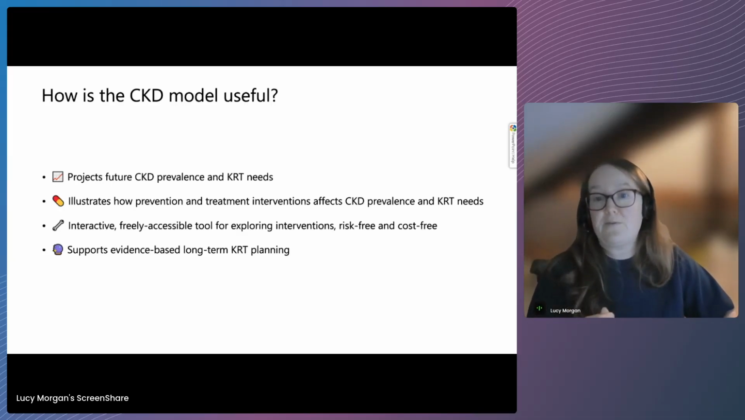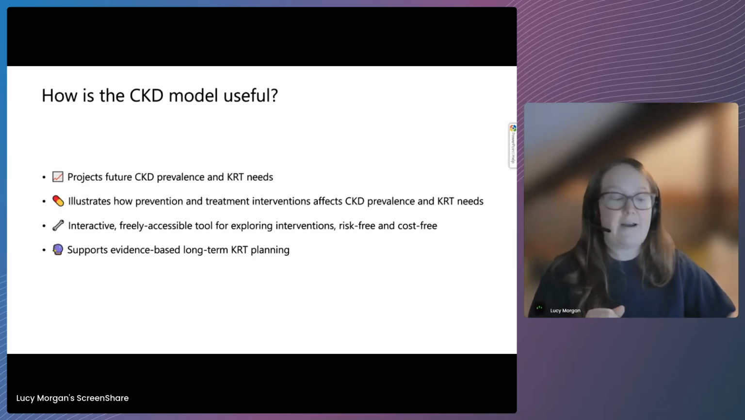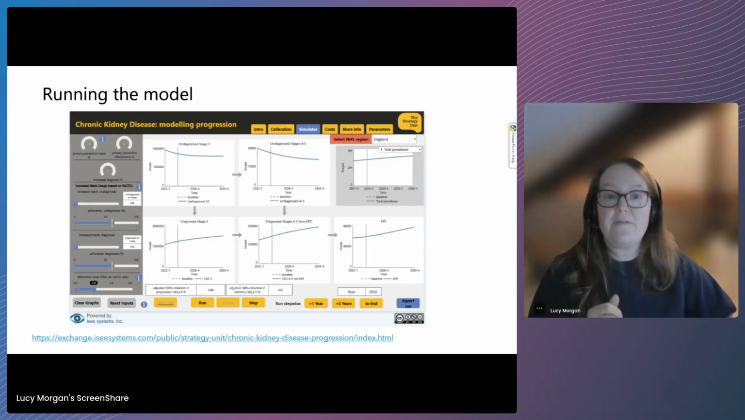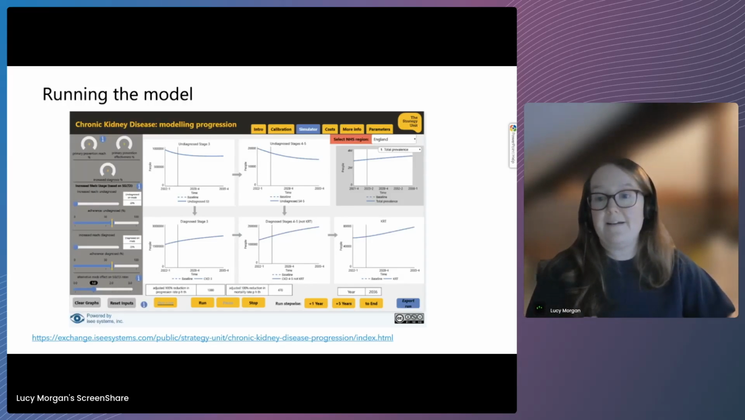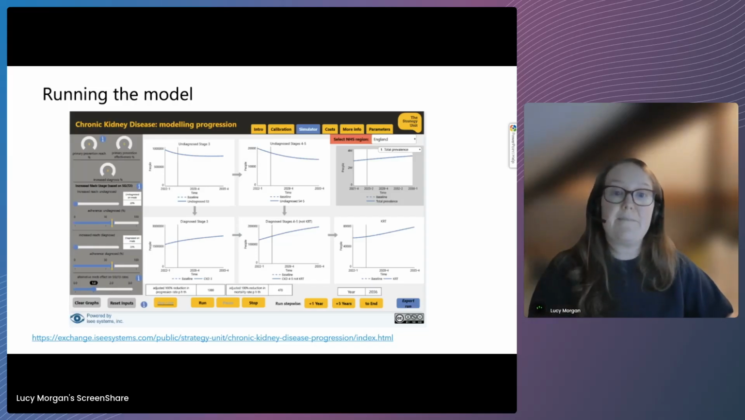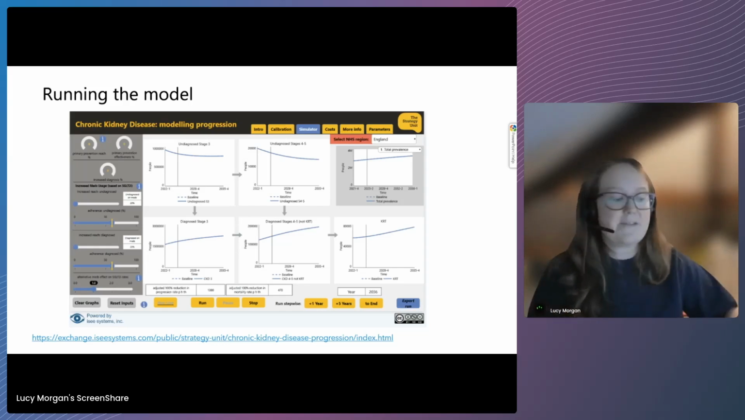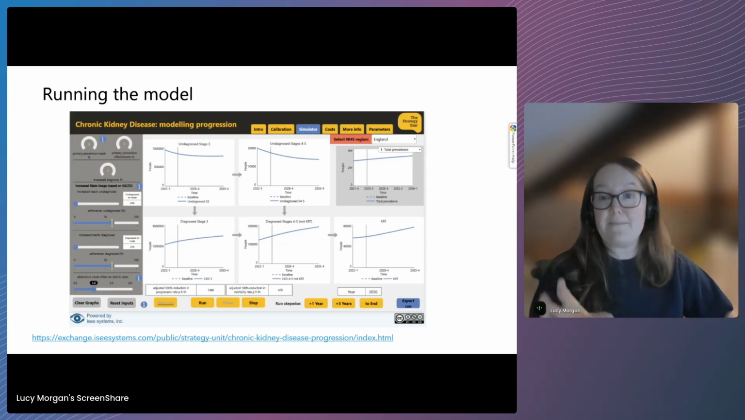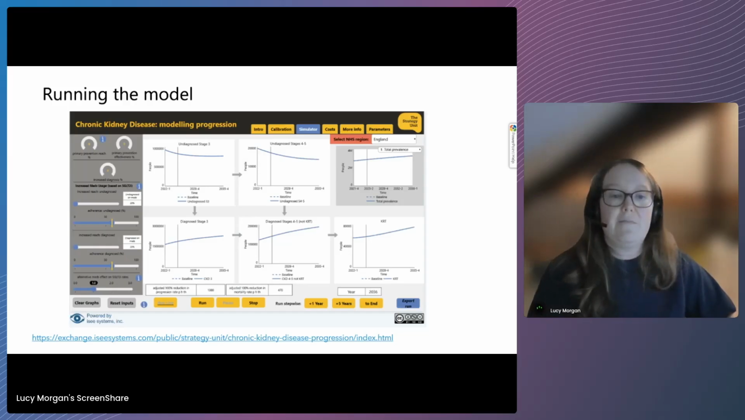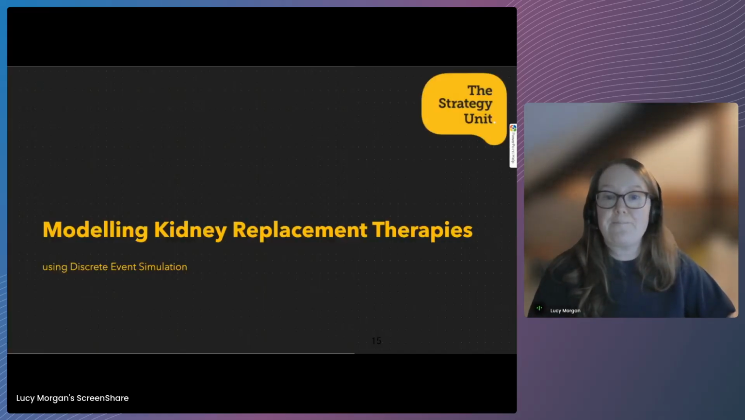And again, we're supporting evidence-based long-term KRT planning. So if you want to, after this, I would suggest that you go and have a little play with that tool, because it's really user-friendly. And if you can see here on the left in grey, we've got different interventions that you can play with, and then you can see the impact of them versus a baseline status quo, do nothing type scenario. So you're basically seeing the impact of that intervention into the future population.